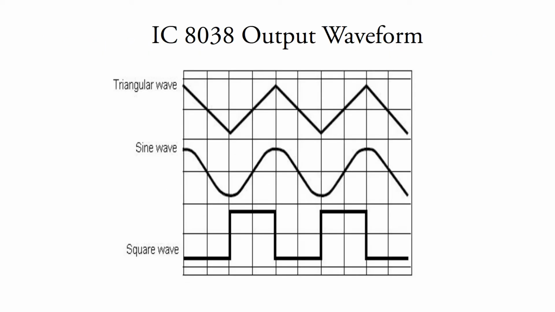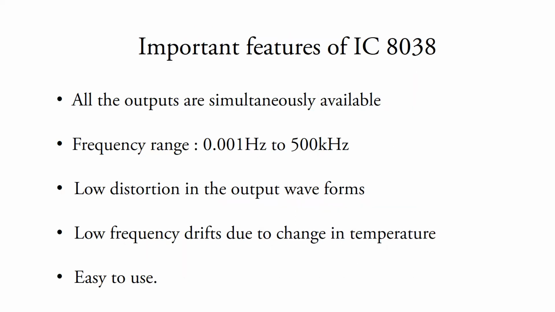So here we can see the waveform. The triangular waveform is nothing but the waveform that has been obtained across the capacitor. Charging and discharging time of the capacitor gives you the triangular waveform. Once the triangular waveform is fed into the sinusoidal converter, it gives you the sinusoidal waveform. The flip-flop output, continuous off state and on state, gives you the square waveform.